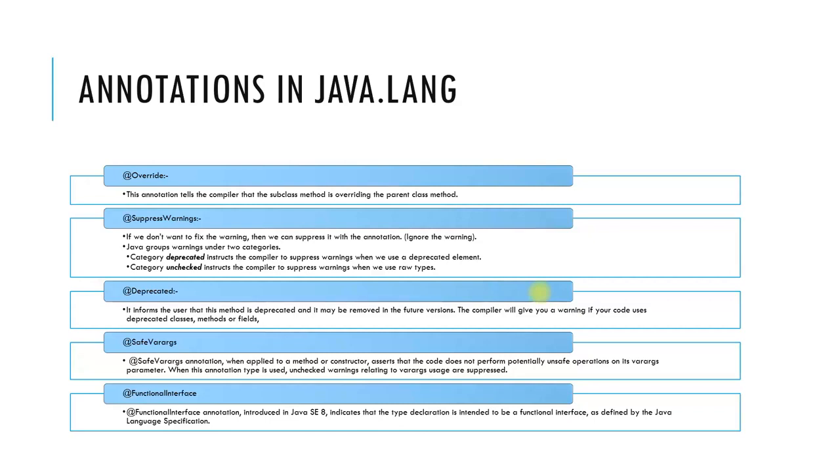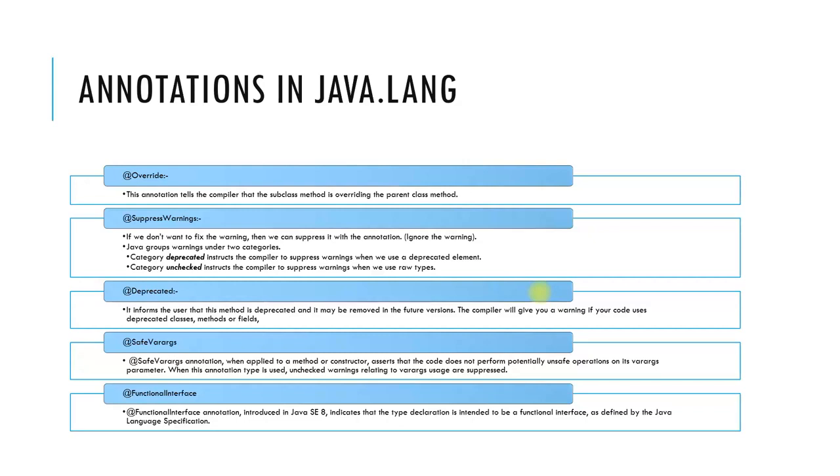Also, we have the Deprecated annotation. It informs the user that this method is deprecated and it may be removed in future versions. The compiler will give you a warning if your code uses deprecated classes, methods, or fields. Also, development environments like IDEA, for example, indicate these methods by crossing them out.